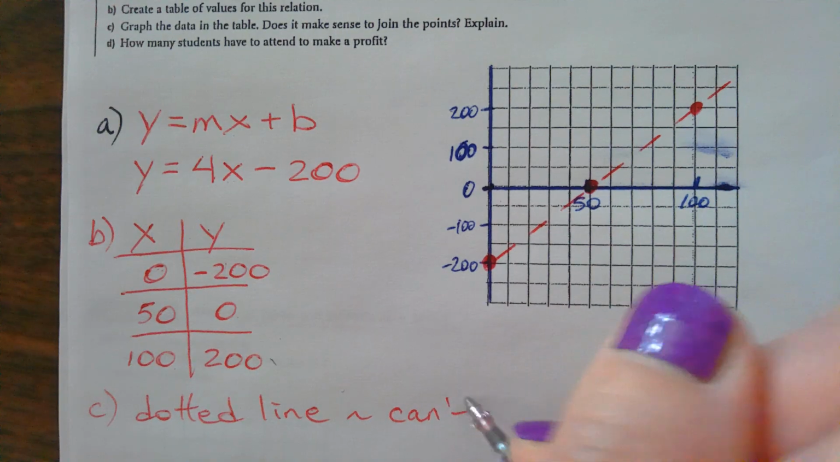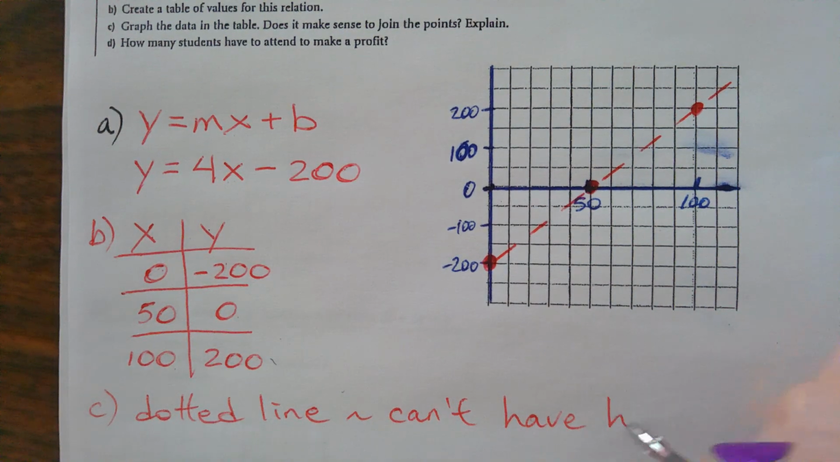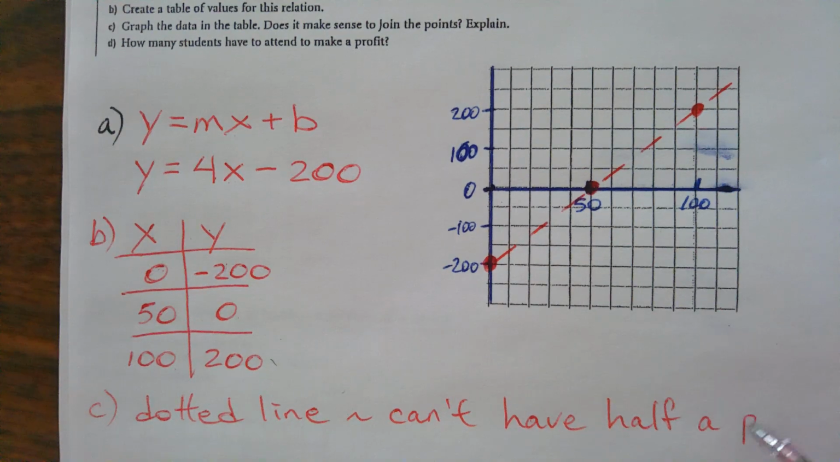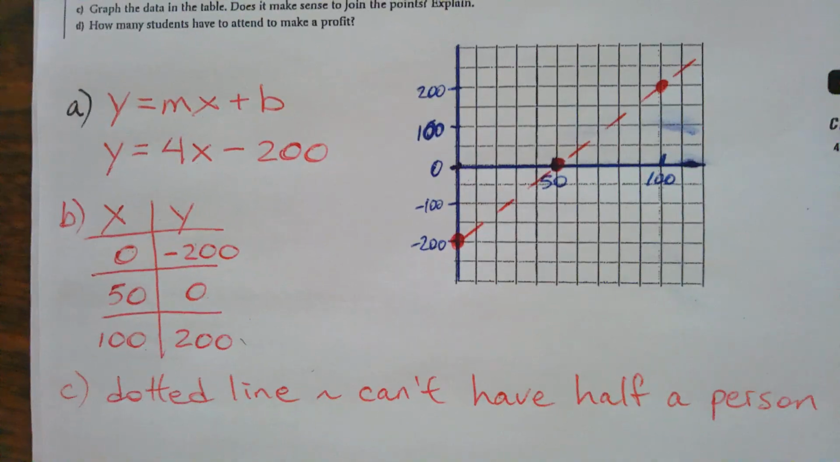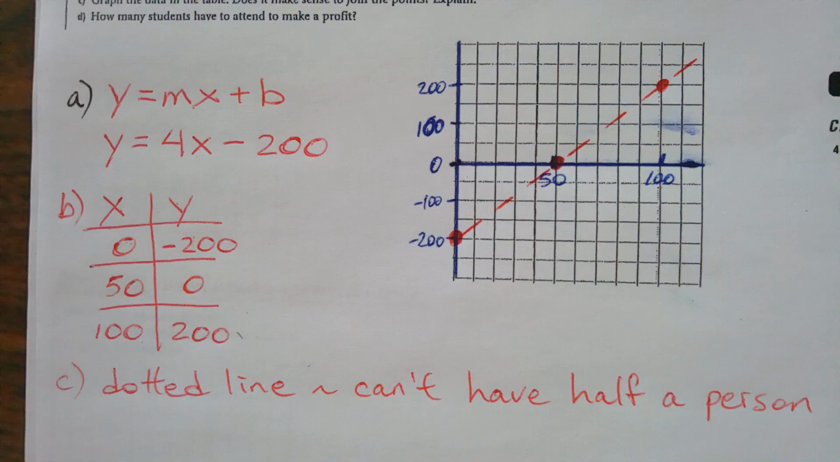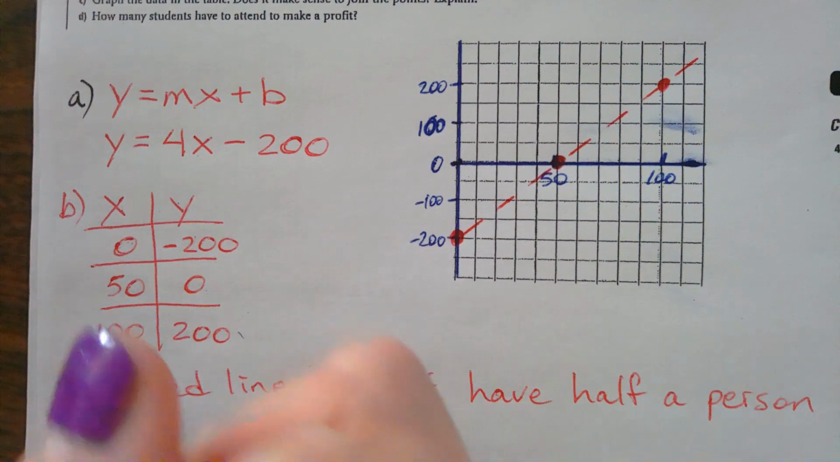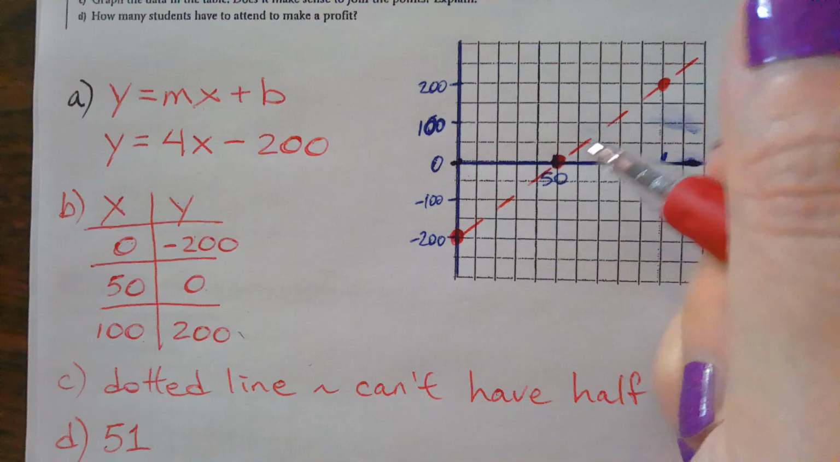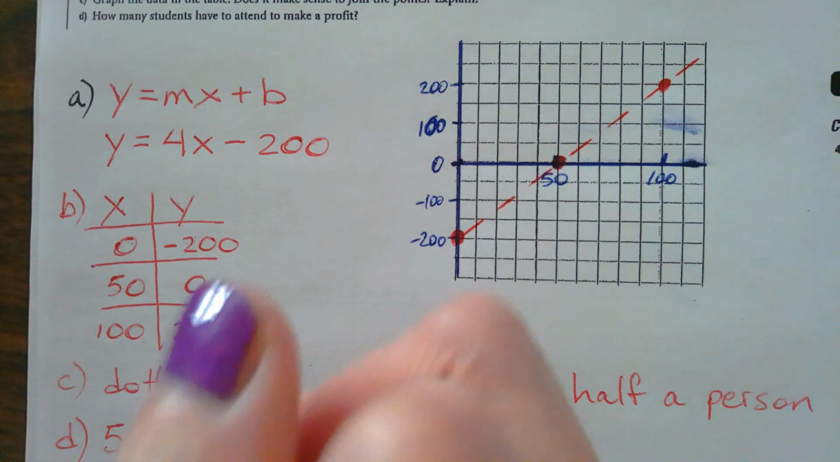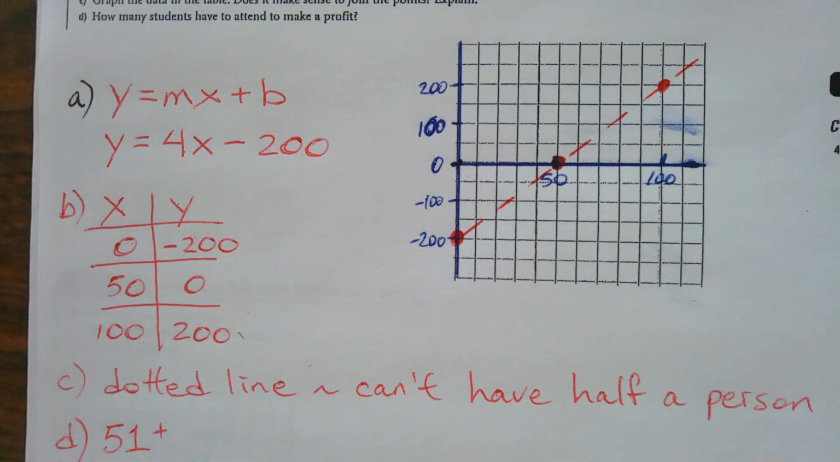Can't have half a person. Alright. I would still draw the line though, because there is a relationship between the number of people that go to the dance and my profit. Right? And then lastly, how many students have to attend for me to make a profit? 51. Excellent. Okay, because at 50, you can see that I'm break even. So at 51 plus people, then I start making money.